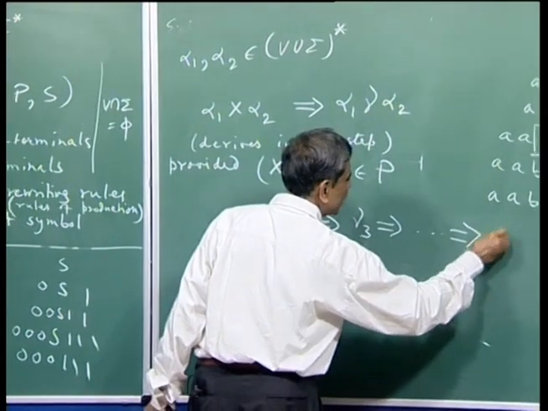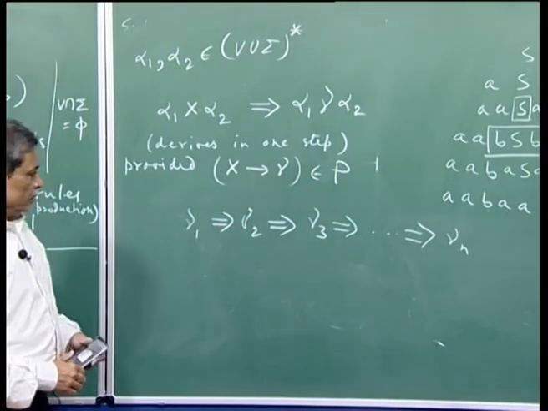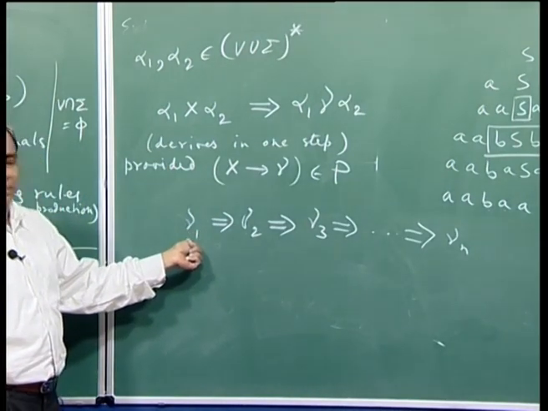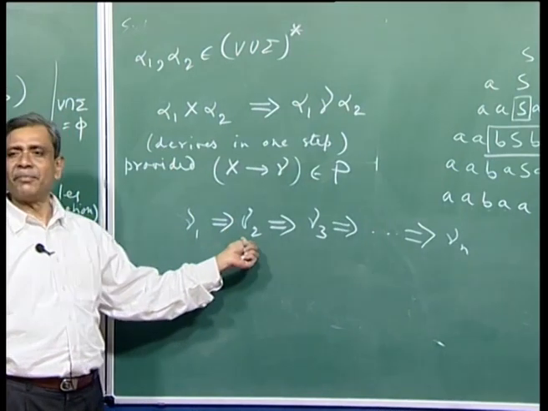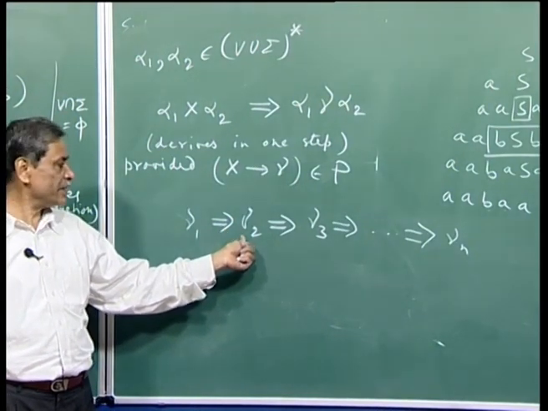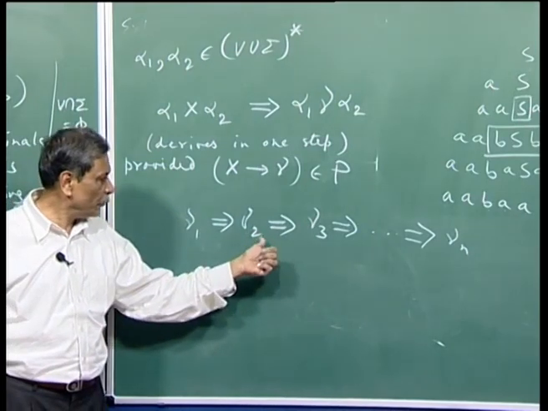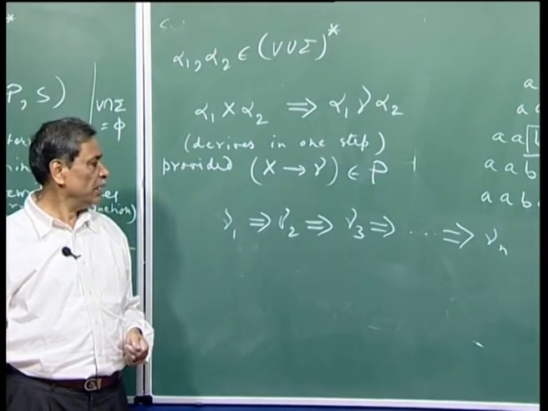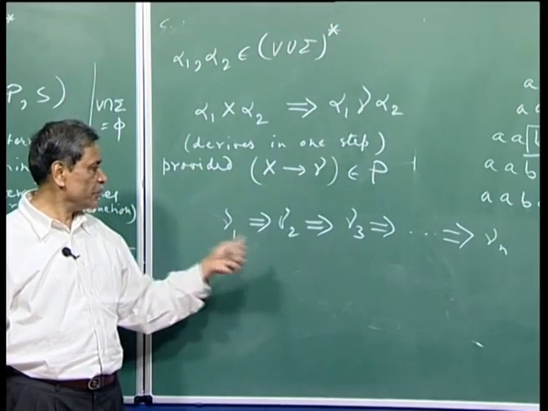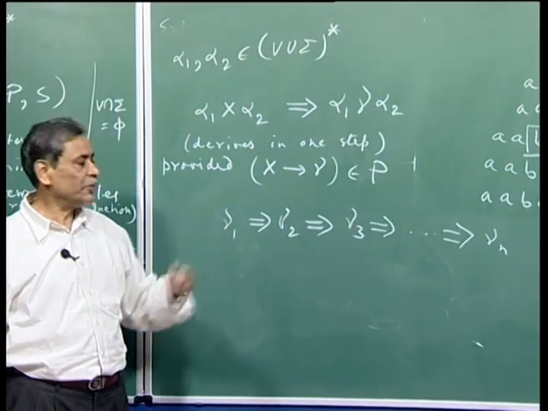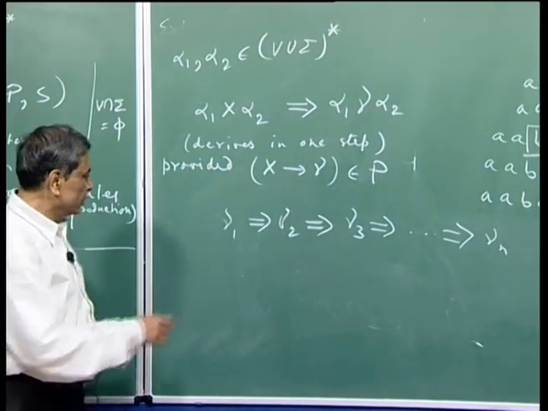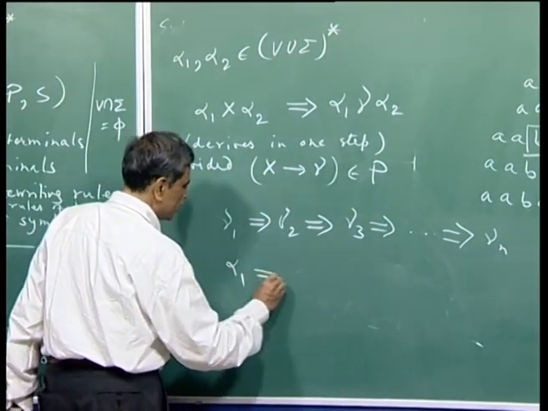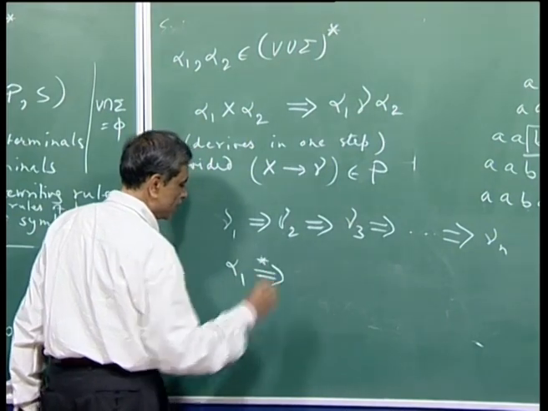Finally, let us say I get some gamma n, and in each step I am doing the same thing. Like in gamma 1, there was some non-terminal which I am replacing by the right hand side of a production whose left hand side is that non-terminal, and so on. From gamma 2 also, I am replacing one non-terminal by the right hand side of a production whose left hand side was that non-terminal which I am replacing. So, now I will say that alpha 1 derives alpha n, simply derives. And let me write it like this.